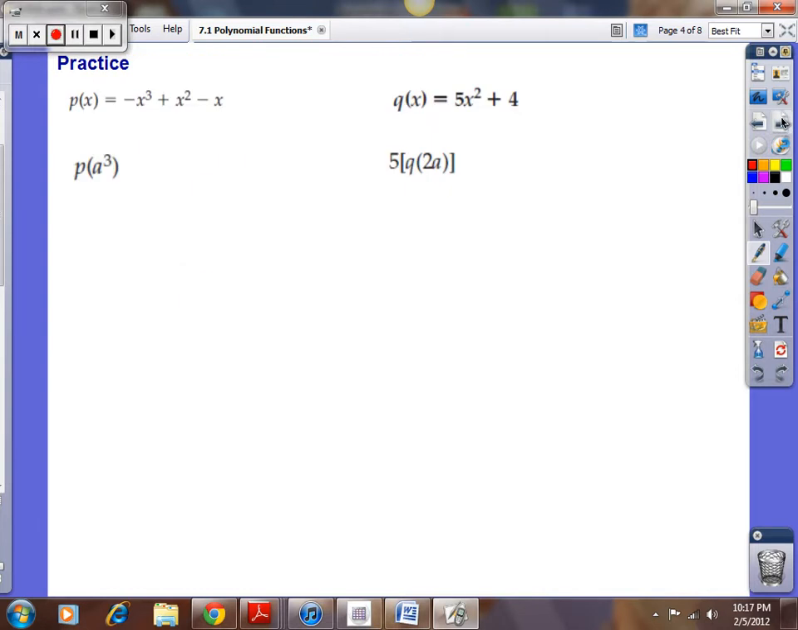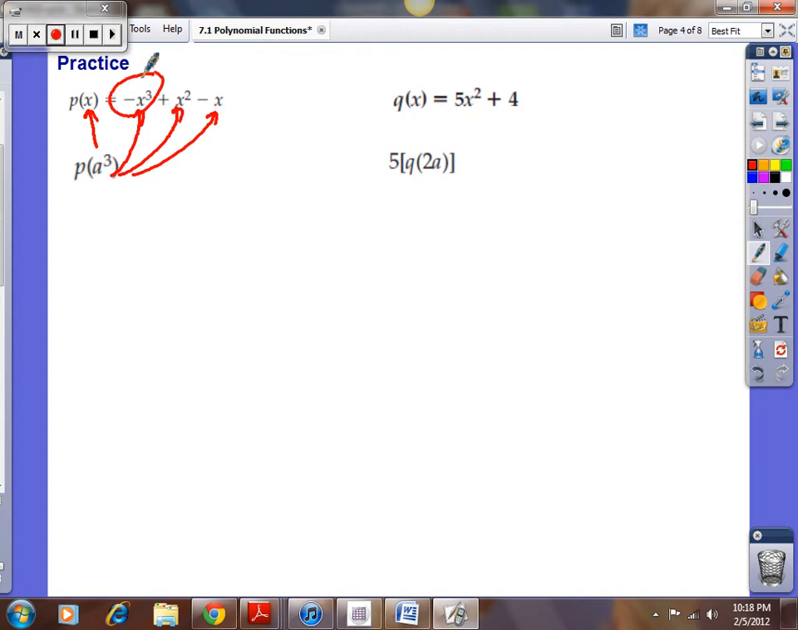Okay, now you guys try, see if you can try. Well, you might not be ready to try these two. Let's work through these together. So you got two functions, p of x, and remember that's the same thing as y, equals -x cubed plus x squared minus x. Okay, this one's going to be a little abstract because they want you to plug in place of x, they want you to put a cubed. So it's kind of an abstract idea, and this first one's pretty tough. So let's do this. Let's put a cubed everywhere you're going to see an x.